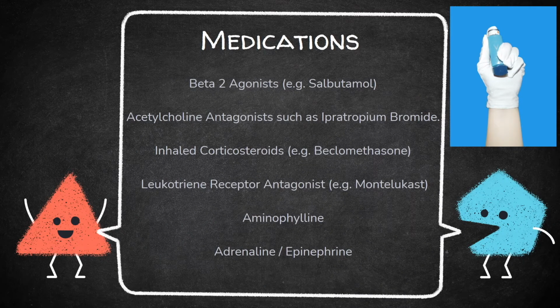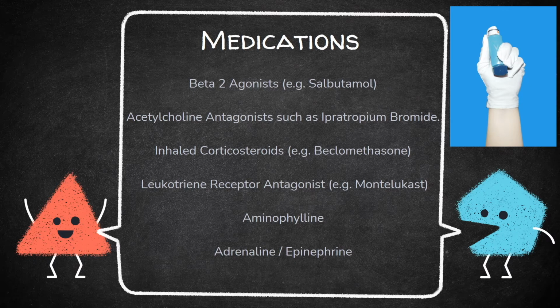The following are the possible medications that may be prescribed by doctors for patients with asthma. The most common medication for bronchoconstriction episodes are the beta-2 agonists such as salbutamol. They mimic the effects of the sympathetic nervous system activation, and this promotes the release of adrenaline, causing bronchodilation.